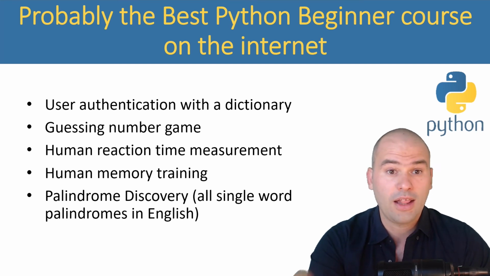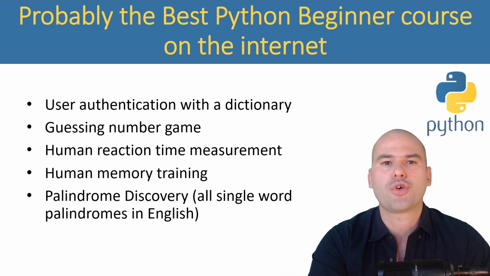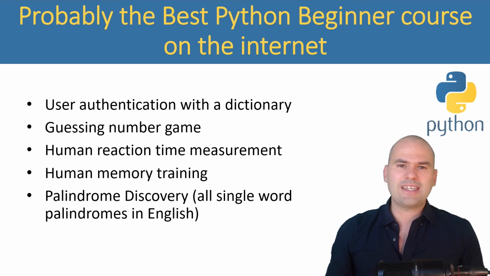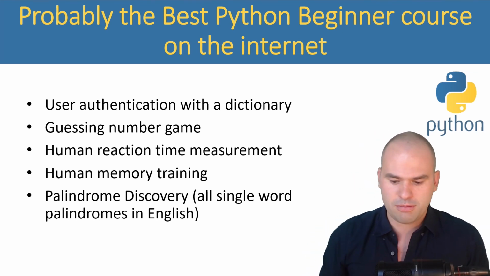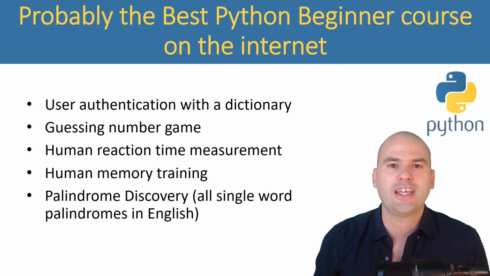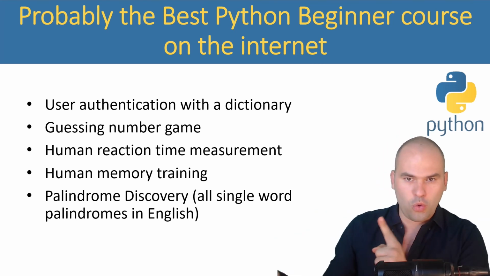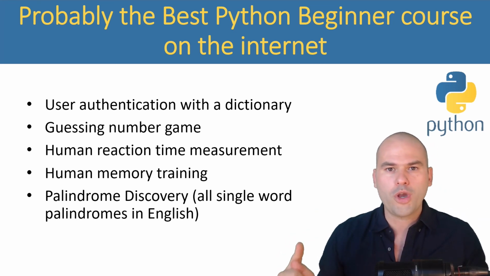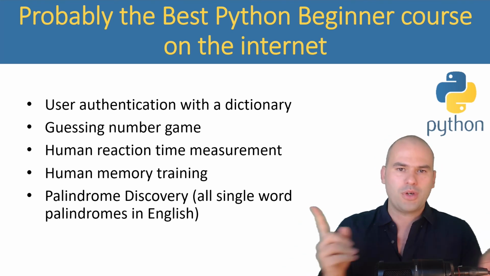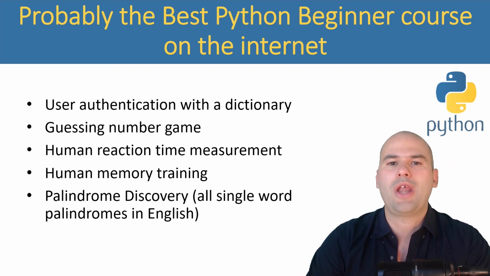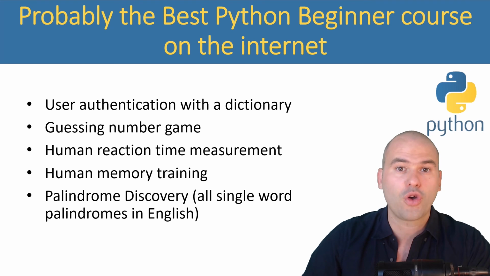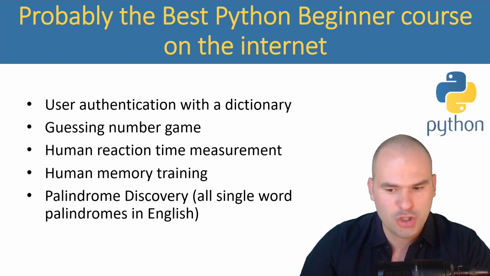The last of these programs is going to be the palindrome discovery program, which takes in a large list of words, pretty much close to all the words in the English language, and checks all of them for which ones can be spelled forwards and backwards the same way. These are also known as palindromes. We're going to discover all the one-word palindromes in English.